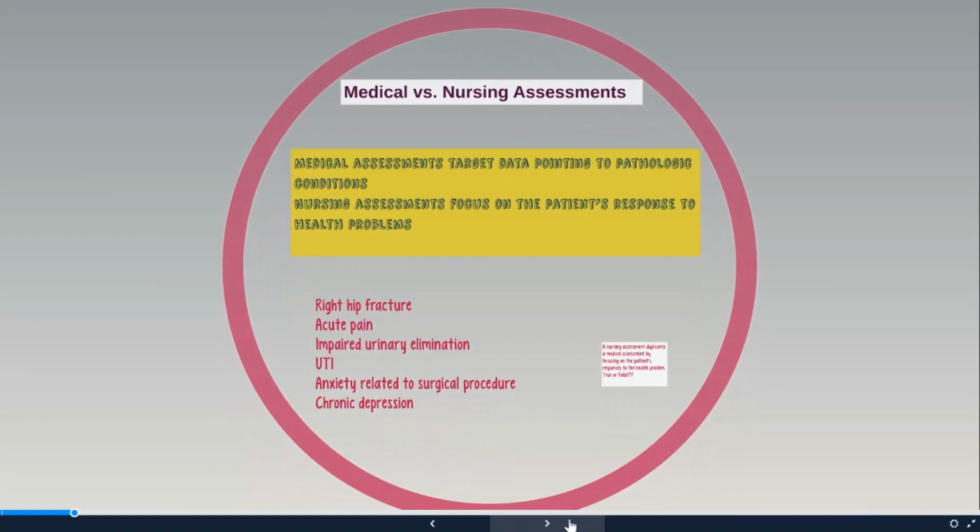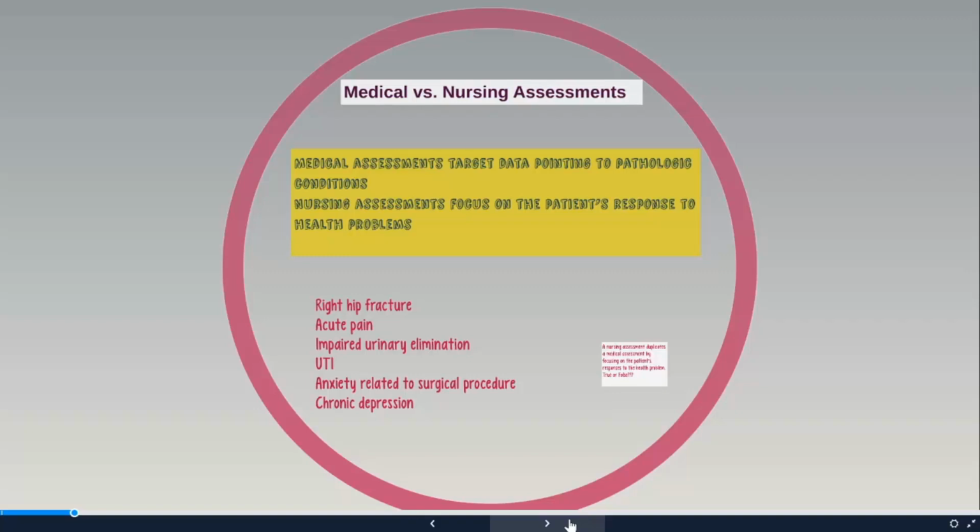Let's talk about medical versus nursing assessments. So we have two different types of assessments. Your medical assessments are going to be gathering data that really targets the pathology, so the pathologic condition. So for instance, if a patient comes in with just say a fracture of the lower extremity, the physician is really doing a primary assessment on that extremity and trying to understand what's going on pathologically. So they're trying to figure out, is it fractured? How bad is the fracture? They're going to do, obviously diagnostics and things like that to see that, but they're doing assessments that are targeting information that they need to make a diagnosis, a medical diagnosis.